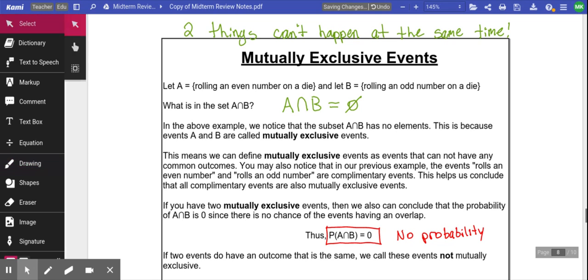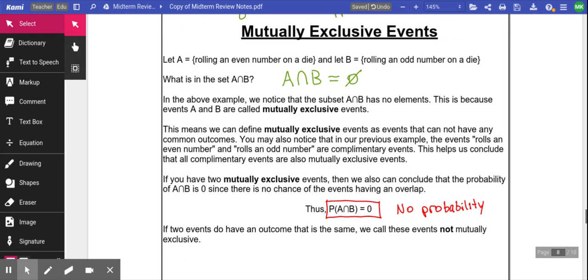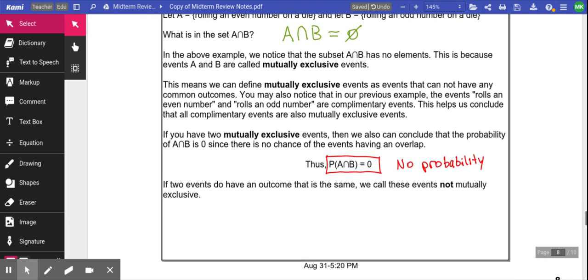Cool. If 2 things are possible to happen at the same time, even if they're really, really unlikely things to happen at the same time, then we would say they are not mutually exclusive events. So even if it's super rare, it's still called not mutually exclusive if there's any chance of it happening.